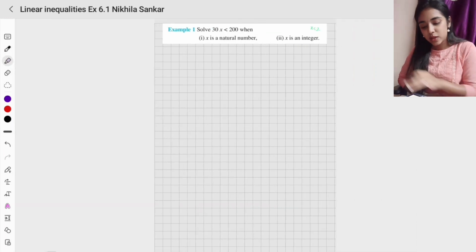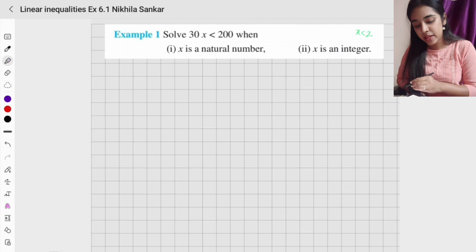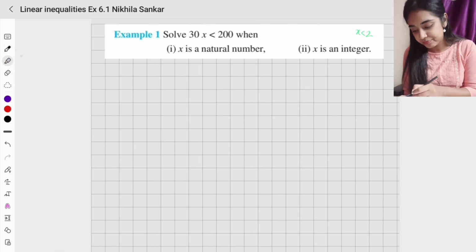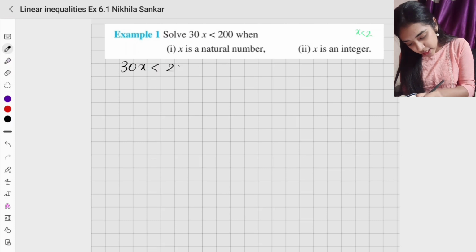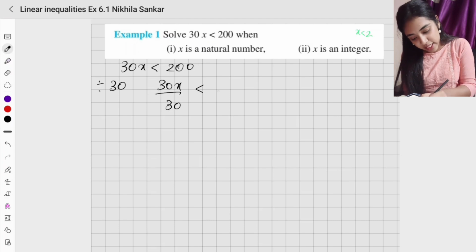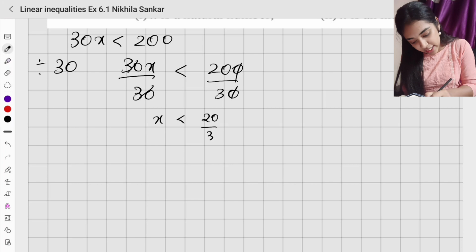Okay, now let's do some example questions. You'll understand this concept much more clearly. Now, what do we have? First question, solve 30x less than 200. I'm going to divide both sides by 30. So what will I have? 30x divided by 30 less than 200 divided by 30. 30 and 30 cancel. So x is less than 200 over 30, the 0 cancels, giving 20 divided by 3.